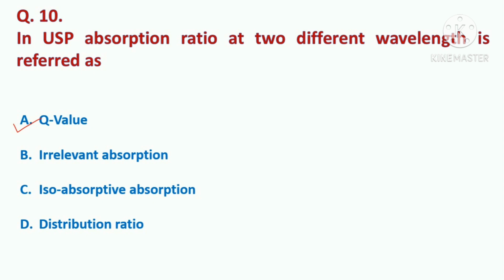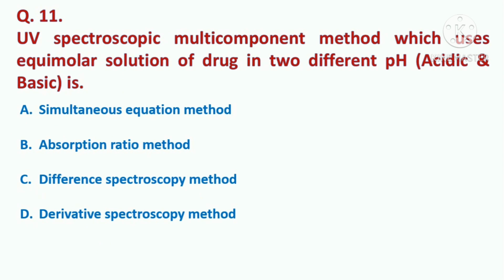One will be the lambda max of the drug, and the other will be the lambda max of the same drug at a different wavelength. Or it can be at the isosbestic wavelength.